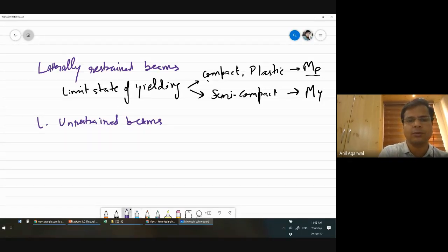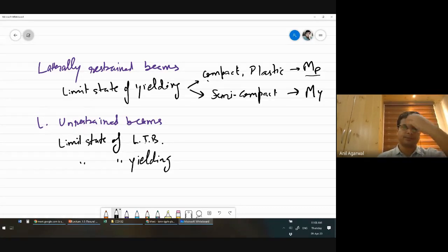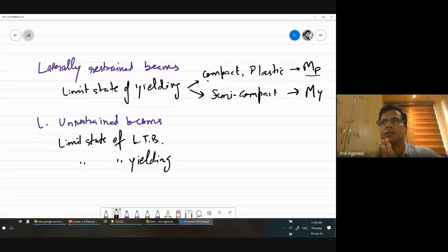So then you have two limit states: the limit state of lateral torsional buckling, and of course yielding still exists. That possibility is still there. Since both these possibilities are there, the idea for the design calculation for a laterally unrestrained beam was as follows.